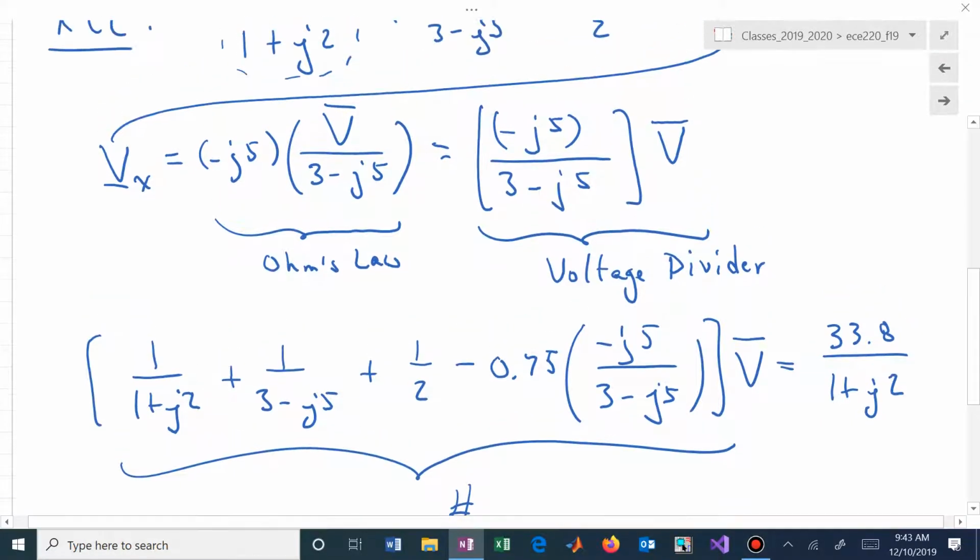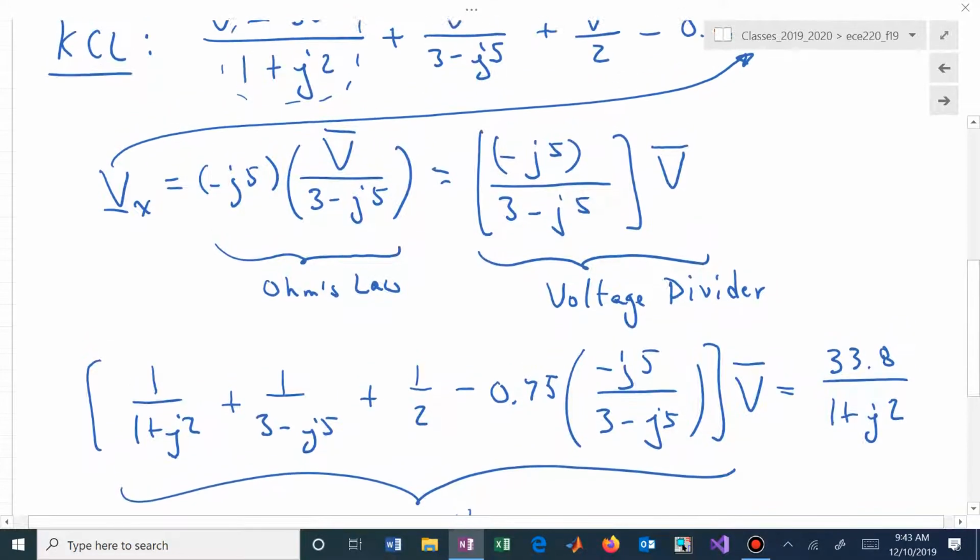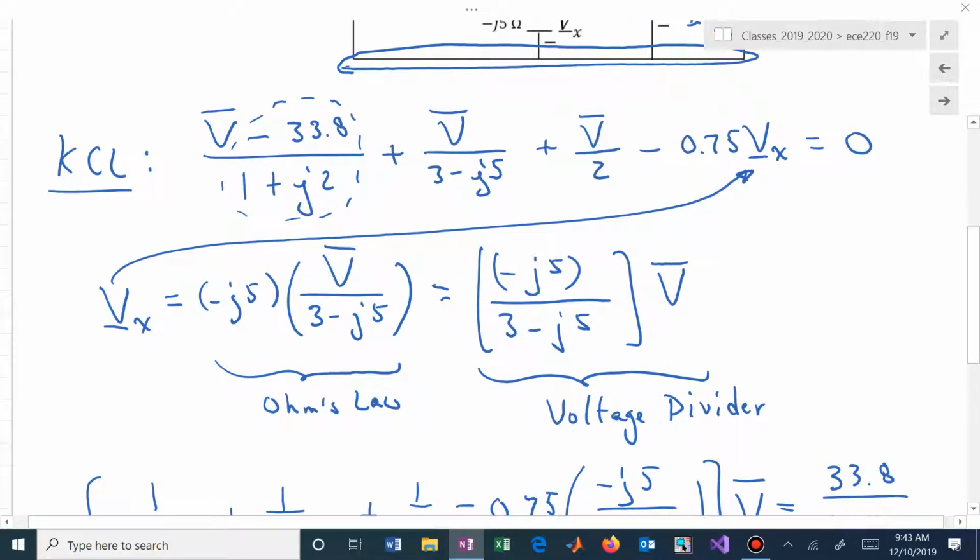Pardon? Where did the 33.8 come from? That was this moved over to the right-hand side. That was what the source was driving our system with. So unbeknownst to us, we had some sinusoid, a cosine of magnitude 33.8 that was exciting this circuit.